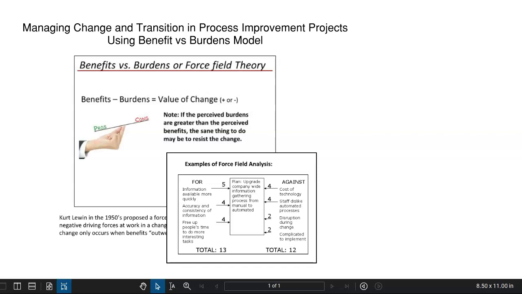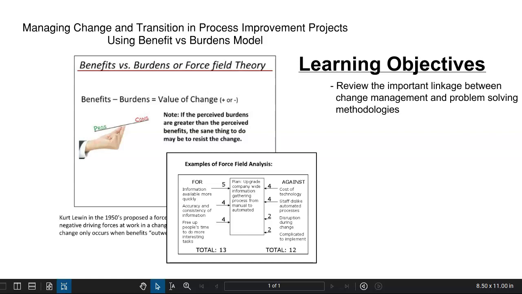In this video, we're going to be looking at how to manage transition and change in a continuous improvement or process improvement project, and specifically take a look at the Lewin model, sometimes called the benefits versus burdens model. The specific learning objectives are going to be to review the importance of integrating change management and managing change resistance in a process improvement project.